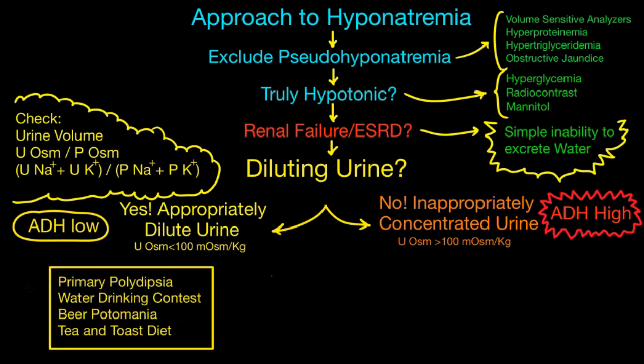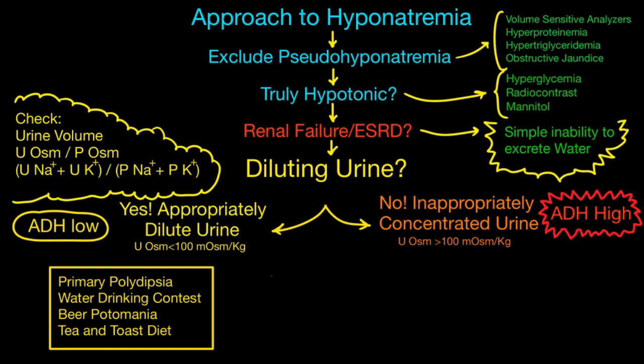So here are some diseases or states where the patient can develop hyponatremia but have an appropriately dilute urine. So primary polydipsia, or a water drinking contest, is essentially occurring because the patient is drinking water faster than the kidney can reasonably excrete on an hour-to-hour basis. And so if you're drinking more than a liter per hour and keep that up, eventually you'll develop hyponatremia. Essentially, the kidney's trying to do the right thing. ADH is appropriately suppressed, but the patient, for whatever reason, is taking in too much water too fast.